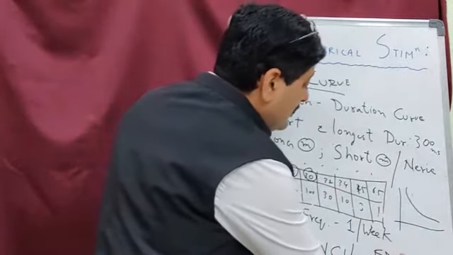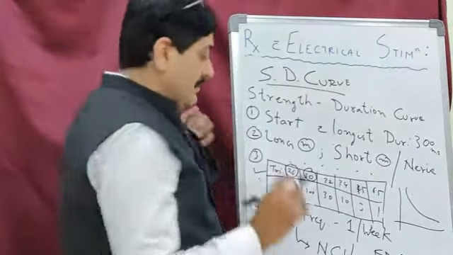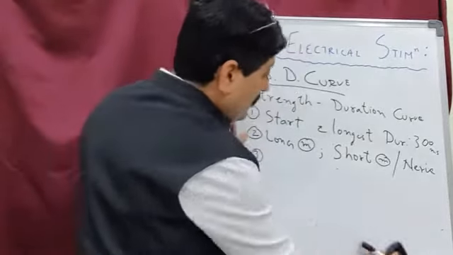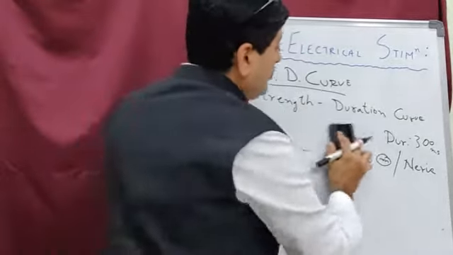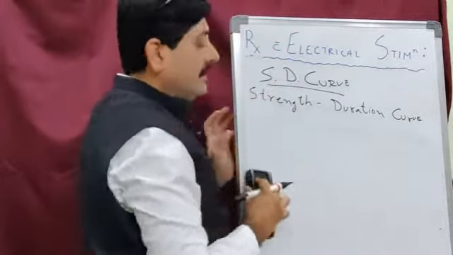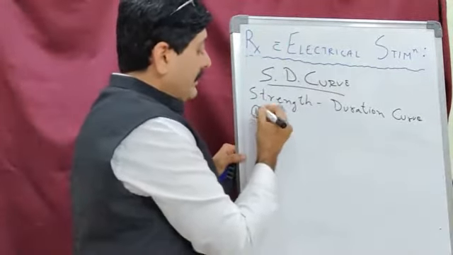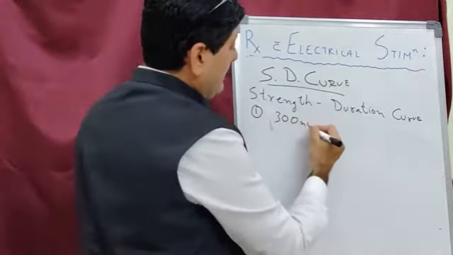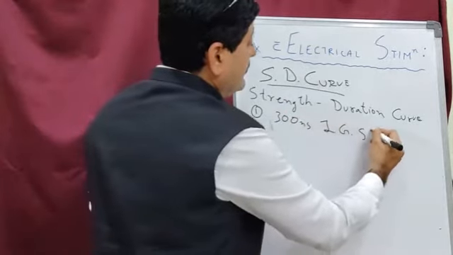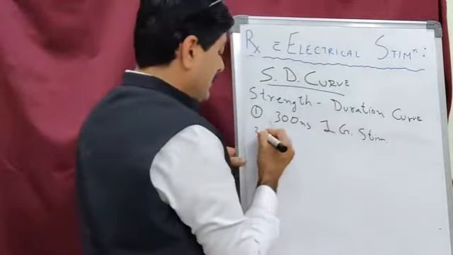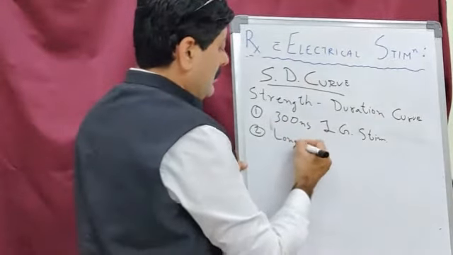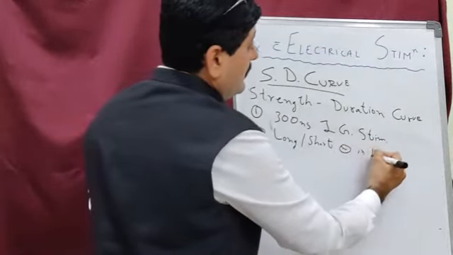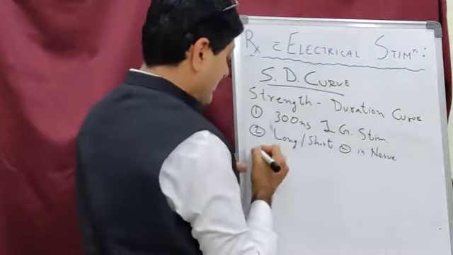Or if the muscle is not responding, then you go for EMG and CV studies beyond this point. So these are the 4 things you have to remember when you are doing an SD curve, right? Number 1, start with 300 millisecond intermittent galvanic stimulation. Number 2, test long and short muscle in nerve.